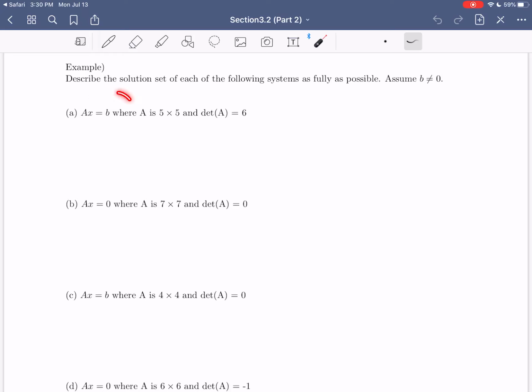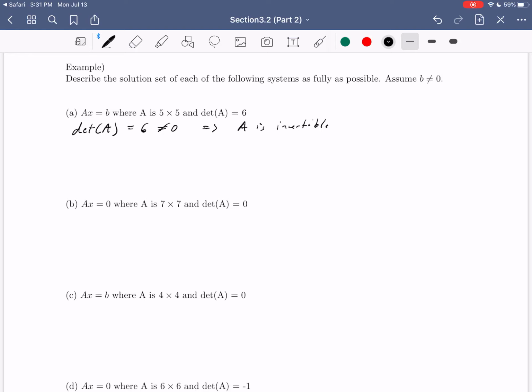So let's take a look at A here. We have AX equals B, so this is a non-homogeneous system. A is 5 by 5, so we have 5 equations and 5 variables. And we know that the determinant of A is equal to 6. The first thing we should note is that the determinant of A is equal to 6, which is non-zero. So this implies that A is invertible.